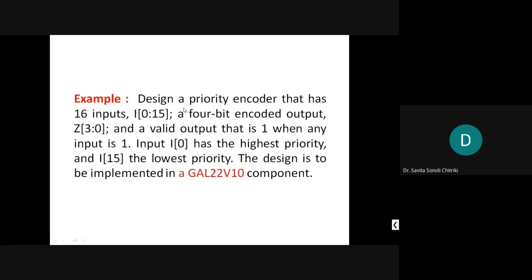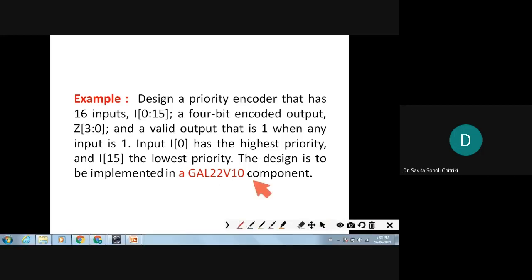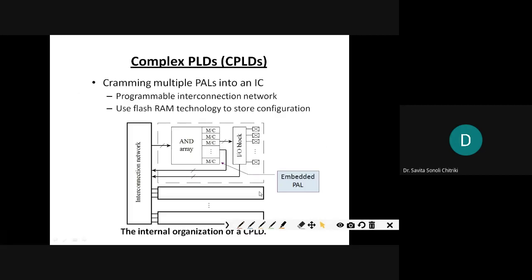There is one example design of a priority encoder that has 16 inputs, 0 to 15, a 4-bit encoded output, which we have already done, and a valid output that is 1 when any of the inputs is 1. This you have to design. The design is to be implemented using a GAL22V10, 22 inputs and 10 outputs component only. So you can do this at home. The textbook is there. The next is CPLD.